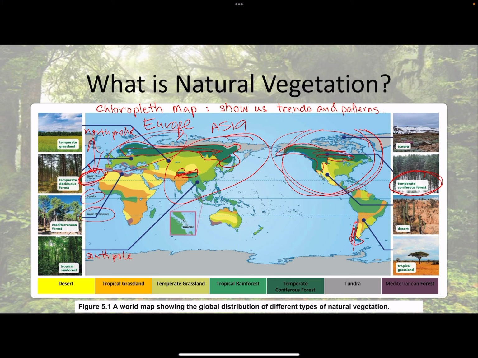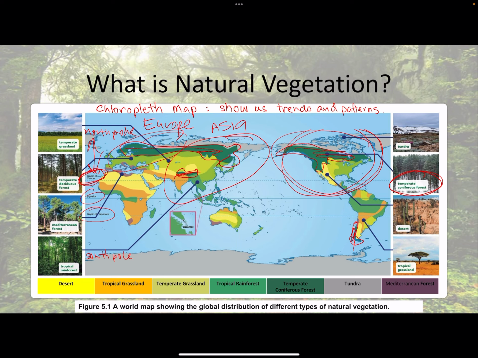When you're looking at distribution, one of the key things that we will be looking at is, of course, using choropleth maps like this to show you trends and patterns of where some of these vegetations can be found, or where this type of rainforest or this type of climate can be found as well. This map here is found on pages 102 and 103 of your textbook as well.